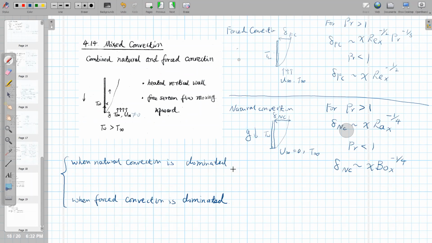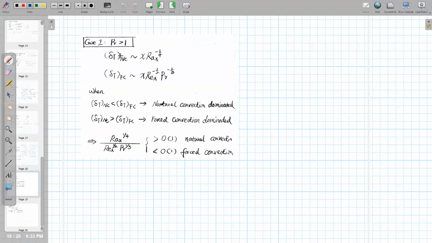Okay, so this is the question we want to solve, and to determine which convection mode is more important, you can simply compare the boundary layer thickness of the forced convection boundary layer and the natural convection boundary layer. So this is case 1. Prandtl number is larger than 1. We wrote this before for natural convection. Let me write it down. NC means natural convection, and FC means forced convection.